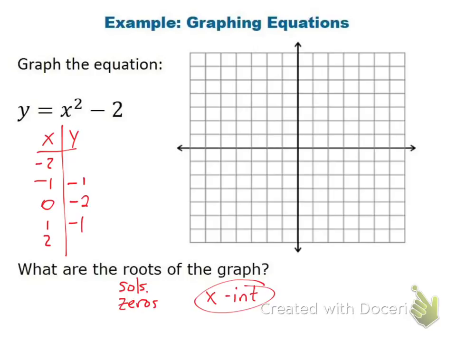Yeah, and then 2 and 2. If I wanted to add another point, I could do 3, 7, and -3, 7. And so when I graph that, I should get something looking like this. 2, 2, and 7, and 7. And so again, I got a parabola looking like this. And so I know that the zeros, the roots, the solutions to this graph are going to be where it crosses the x-axis, and that's going to be on those 2 points right there.